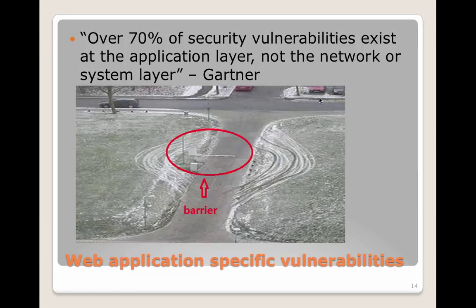Unfortunately, over 70% of security vulnerabilities exist at the application layer, not on the network or system layer. This is according to Gartner. So even if we have firewalls, antiviruses, and other security mechanisms in place, and even if the programs and operating systems are up to date, a lot of other vulnerabilities can be found on custom applications such as websites from our servers.